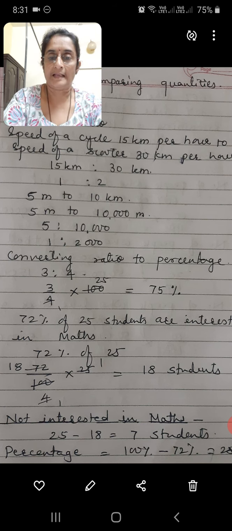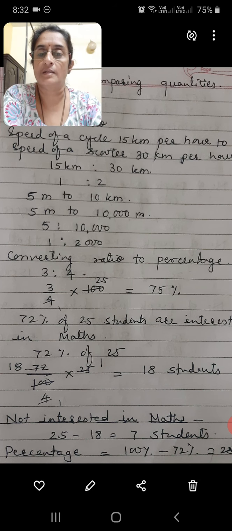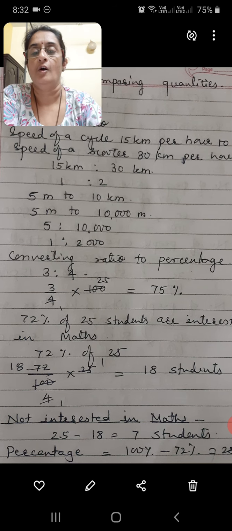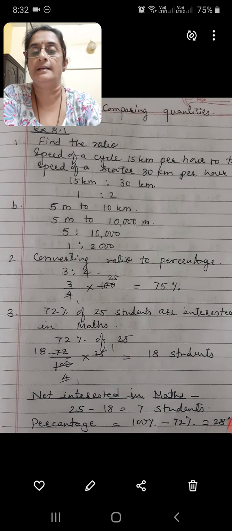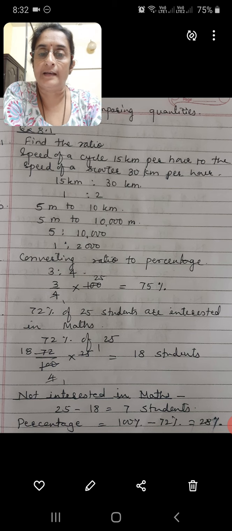We'll go to the next question, that is the third question. 72% of 25 students are interested in mathematics. How many are not interested in mathematics? So what is the question? 72% of 25 students are interested in maths. Fine. And the remaining are not interested. So how many students are not interested in maths? We have to find out.